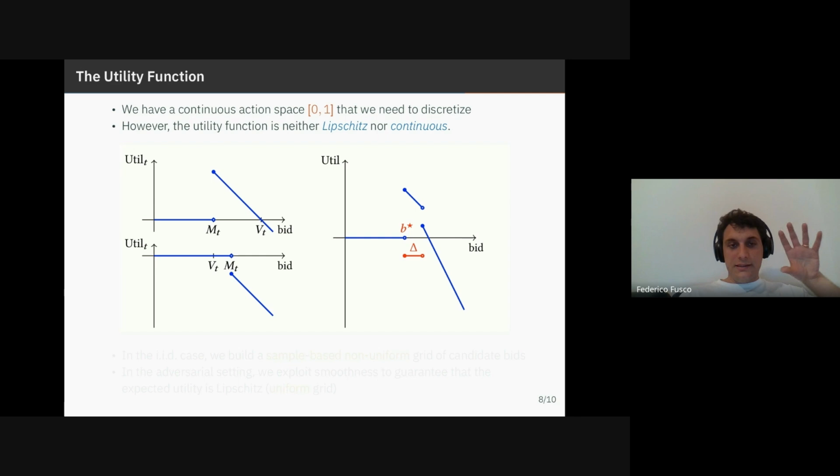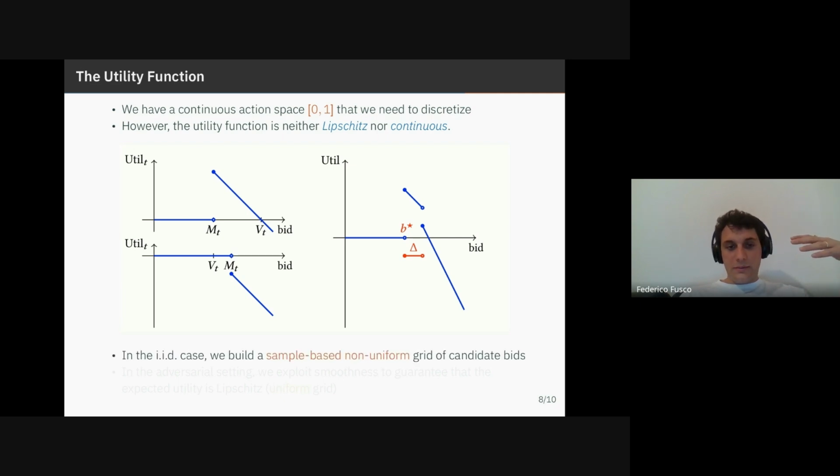So we see that the fact that the utility function is not continuous, is not Lipschitz, and it's actually not even one-sided Lipschitz, makes it quite hard to find a way to discretize the action space in such a way that it's possible to use the online learning techniques that are able to handle a finite support of the action space.